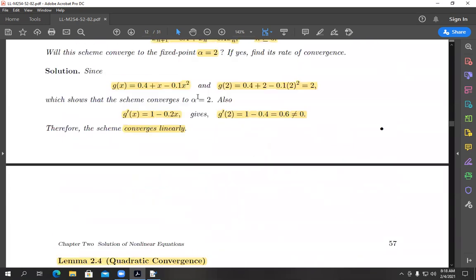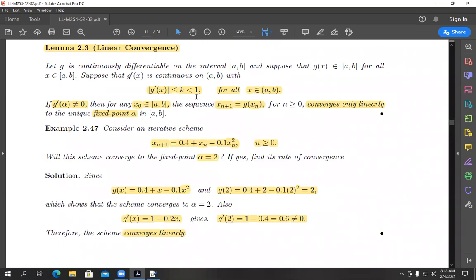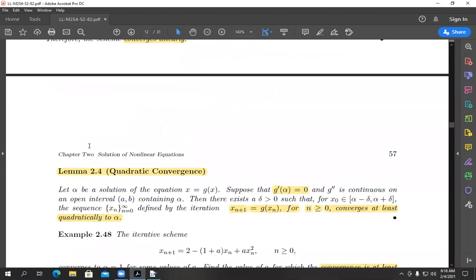So please remember the two formulas I give you. To guarantee linear convergence, that means guarantee r equal to 1, what is the condition? g dash alpha should not equal 0. The second formula I give: g dash alpha is equal to 0 guarantees the convergence is at least quadratic. That means the minimum value of r is 2.